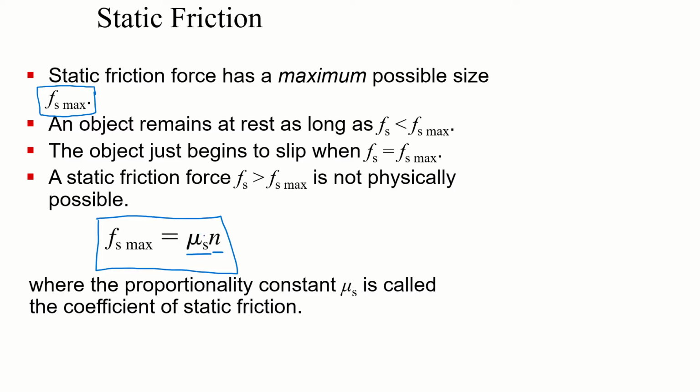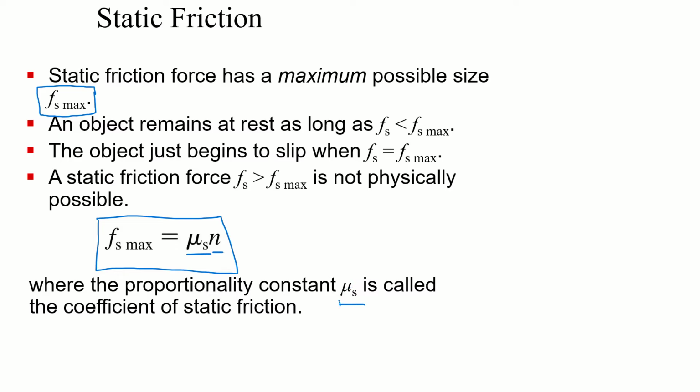So that's what the coefficient of static friction is. Mu s is the coefficient of static friction, and it's a dimensionless number, typically between 0 and 1. For something that's very slippery, it'd be something like 0.01, a very small number that makes that static friction maximal value really small. If it's, say, two pieces of rubber you're trying to slide together, that coefficient of static friction is going to be much larger.